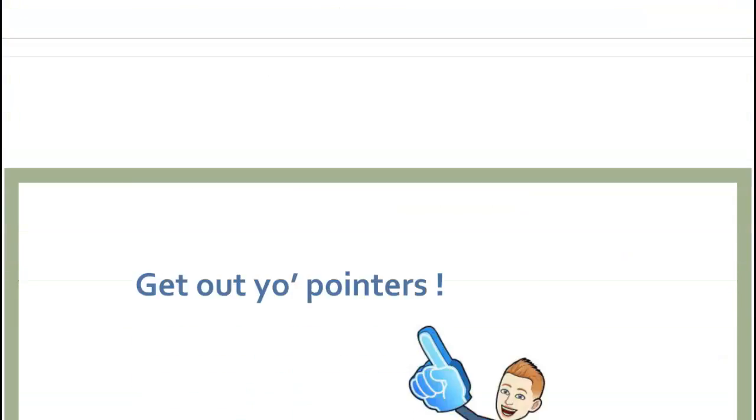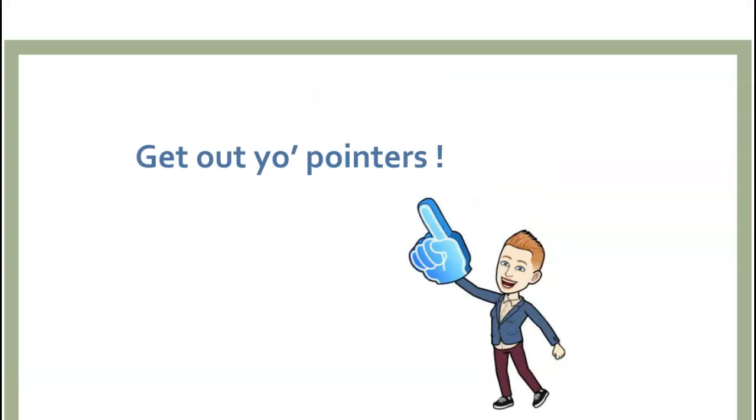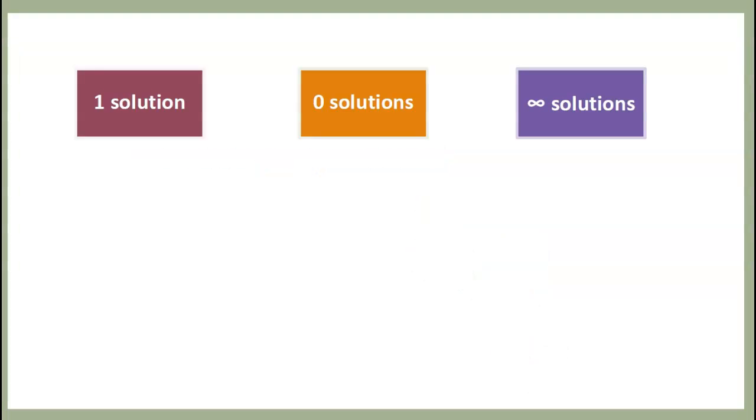So to get started, we're going to get out our pointers. Now I know you don't have a live pointer, you're just watching a video, but you can use your pointer on the video all the same. We're going to determine how many solutions each graph has. So we're going to be asking, is it going to have 1 solution, 0 solutions, or infinite solutions?